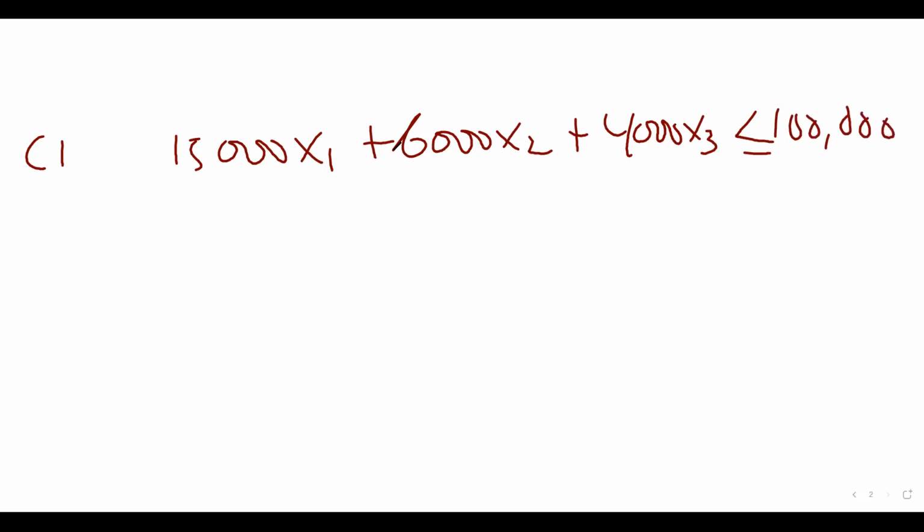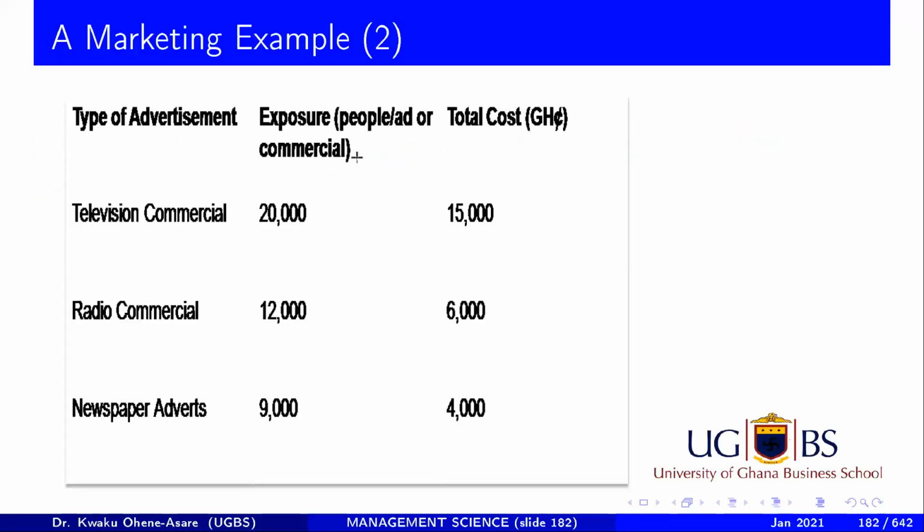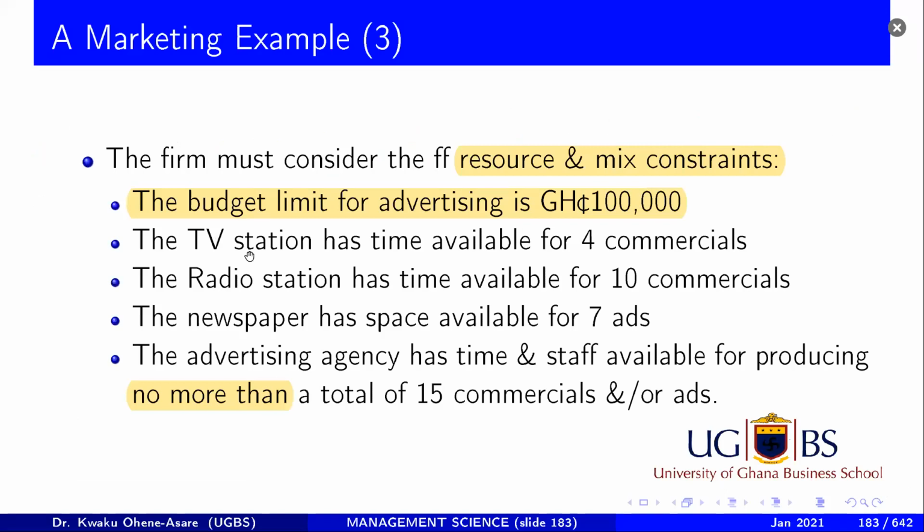Now the second constraint is C2, constraint 2. Now let's go to the preamble and you can appreciate the next constraint. It says that the TV station has time available for 4 commercials. And we know that the word available is always what? Less than or equal to. 4 commercials means that it should be on the right hand side of the less than or equal to.